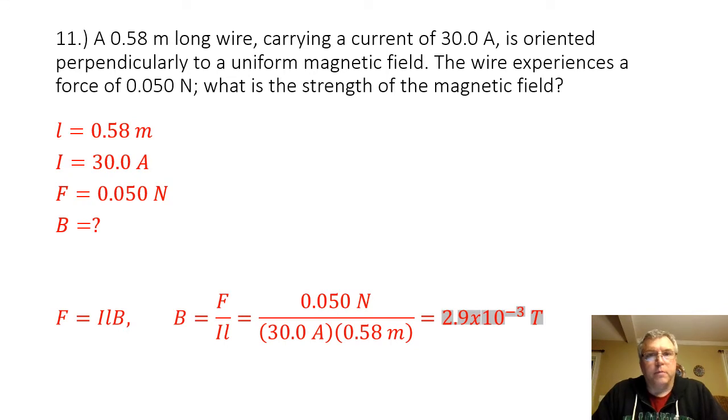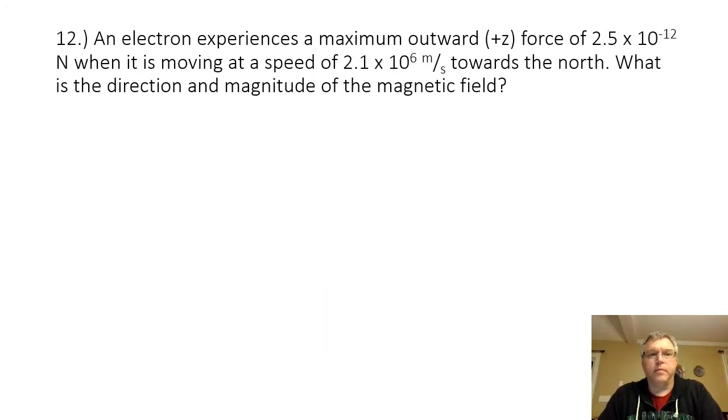I'm solving for the magnetic field, so that is going to give me B is equal to F divided by I times L. Plug in my known values of 0.050 newtons for the force, 30 amps for the current, and 0.58 meters for the length, and that will give me a magnetic field of 2.9 times 10 to the minus third Tesla.